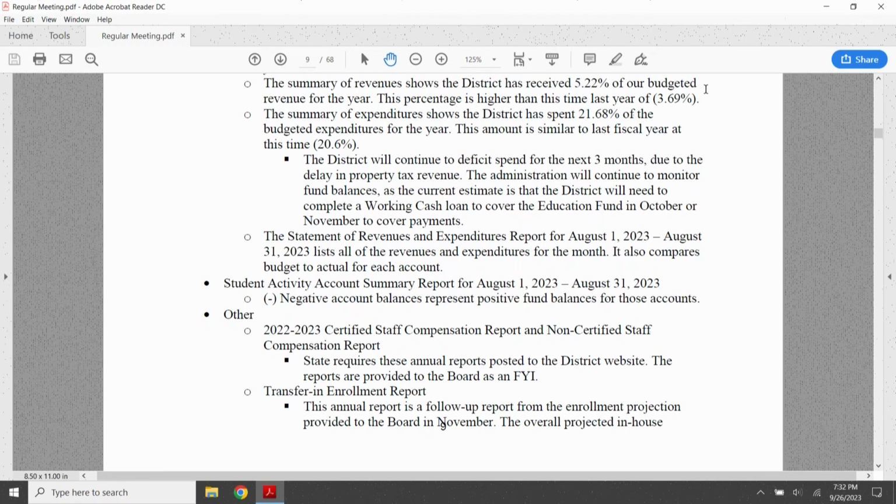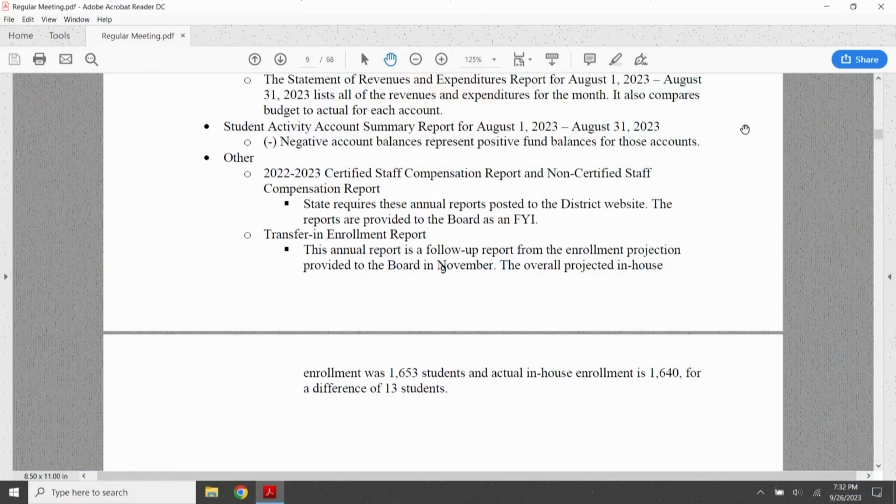And then the transfer enrollment report, this is an annual report, is a follow-up report from the enrollment projections provided to the board in November. The overall projected in-house enrollment was 1653. The actual in-house enrollment is around 1640, so we're off by about 13 students. I think it's remarkably precise, though. And that is it for the assistant superintendent's report.